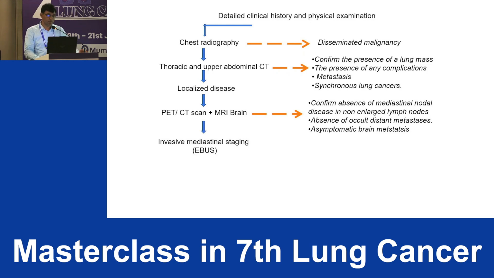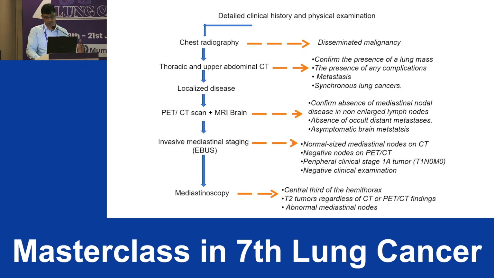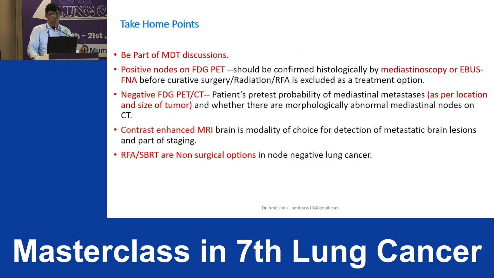And once we know that there is no occult metastasis and the mediastinum looks okay imaging-wise, we need to do the endobronchial ultrasound assessment to look whether these nodes are actually positive or not, and then mediastinoscopy, and then finally the resection. So, just to take home points: we need to make our own small MDTs, and we need to know that positive nodes on FDG doesn't mean it is going to be metastatically positive, or negative doesn't mean that there is no metastasis in these nodes.